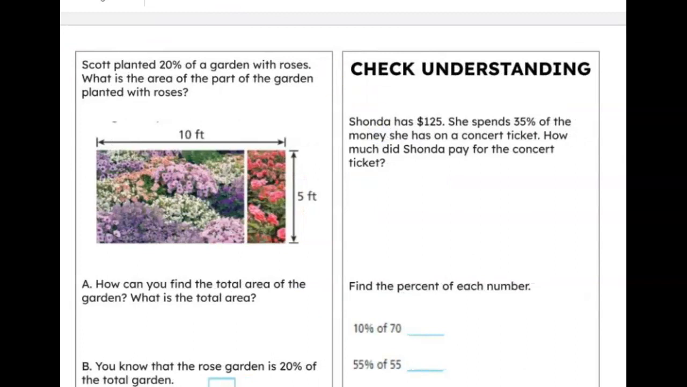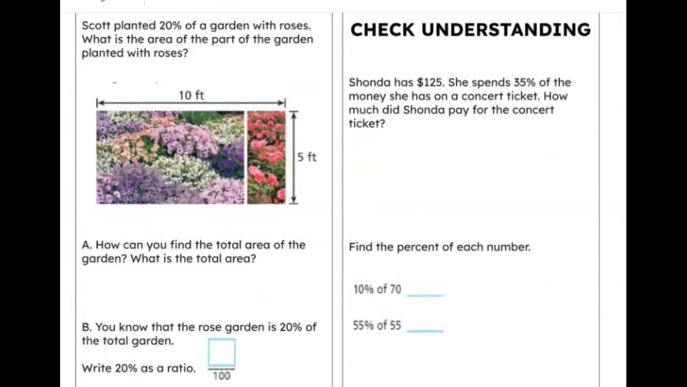Let's flip our paper. We're now on the back side of our paper, or the next side, depends how they got printed. And you can find this on page 216 if you want to see it in the book, or maybe you lost your notes. Scott planted 20% of a garden with roses. What is the area of the part of the garden planted with roses?